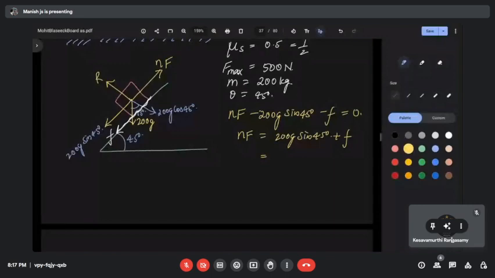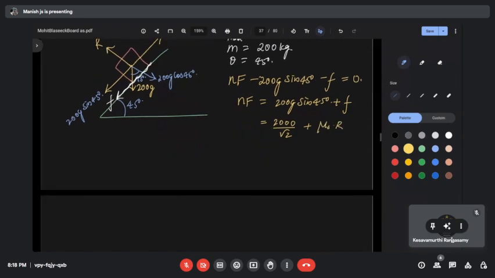Now what is the coefficient of friction? How can we write f? f க்கு வந்து ஒரு ஃபார்முலாவே இருக்கு. So f can be written as mu into n, இல்லையா? So on the formula also you can use it. Okay, so I'm writing this as 2000 upon root 2 plus mu s. So f can be written as mu s into n. Mu s value கூட கொடுத்துட்டாங்க questionல. Mu s into r or n, both are same, I told you. So 2000 upon root 2 plus mu s is 0.5, that is 1 by 2.